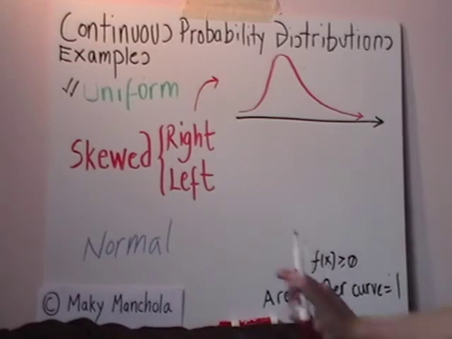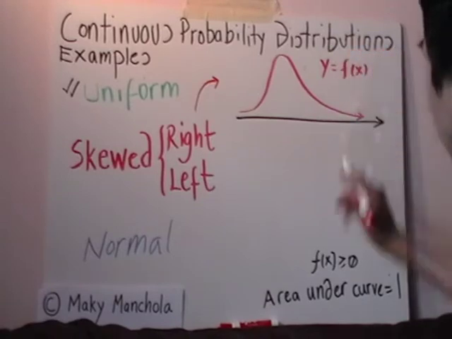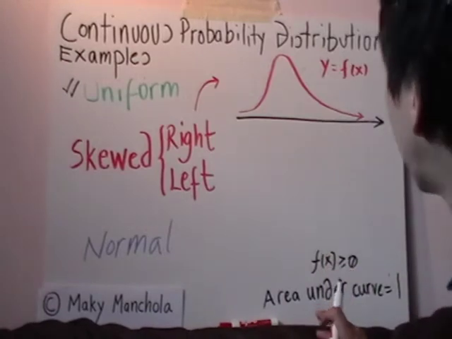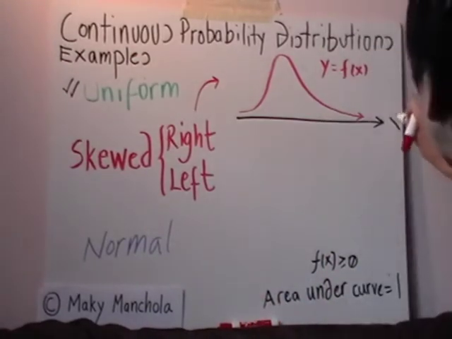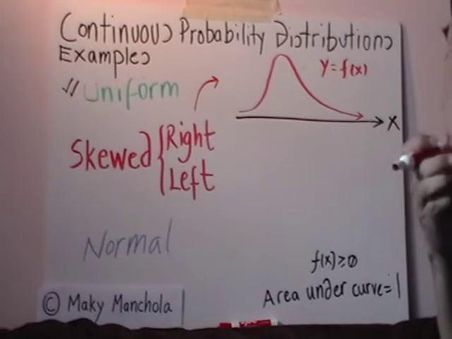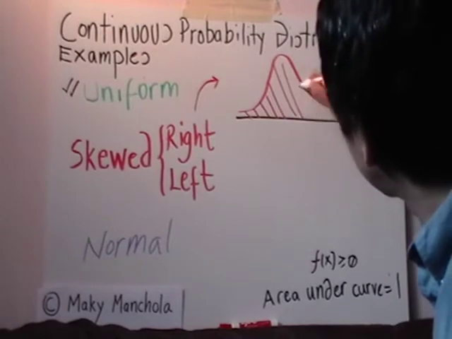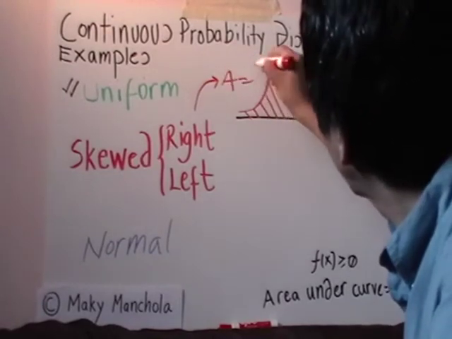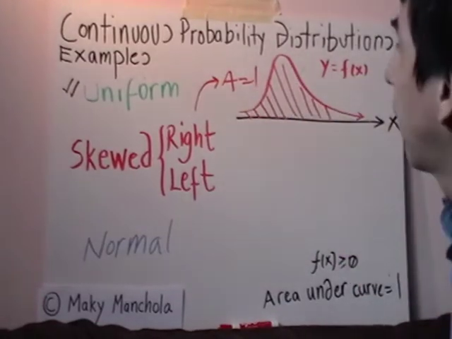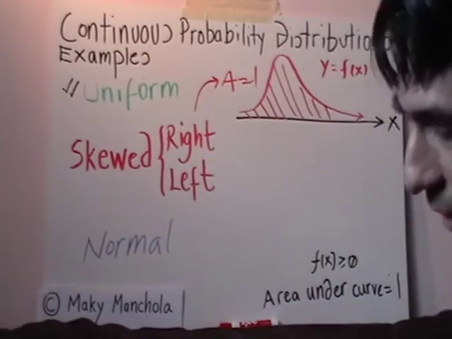Now, does it satisfy the conditions for a probability function? This is y equals f of x right there. f of x greater than or equal to 0? Yes, the graph is above the x-axis, above the data axis. So far we meet the first condition. Now, to meet the second condition, you have to have a formula for f of x that gives you an area under the curve of 1. So let's say that this area equals 1. For this type of picture, with area under the curve equal to 1, you have a skewed right continuous probability distribution.